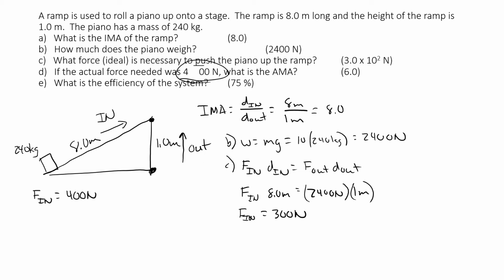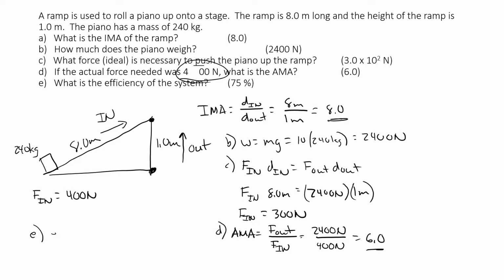So what does that mean? Well, obviously our ramp isn't perfectly efficient. When we didn't hit the 300 newtons, we had to put in more force than that. So we want to find out the actual mechanical advantage. AMA is always what we got out divided by what we actually put in. So in this case, we got out 2400 newtons, but we put in 400 newtons, which means in reality we got a benefit of 6. We're hoping for a benefit of 8, we only got a benefit of 6.